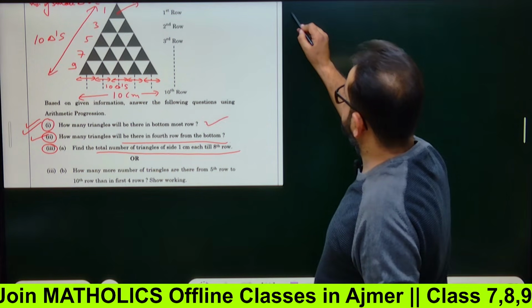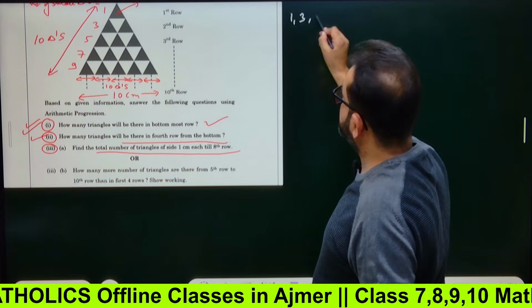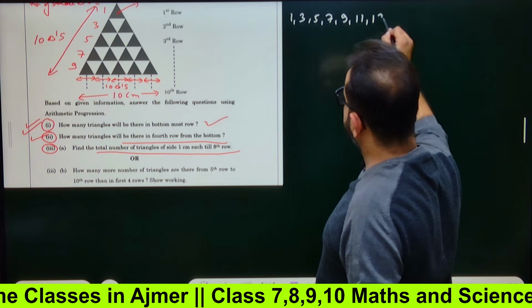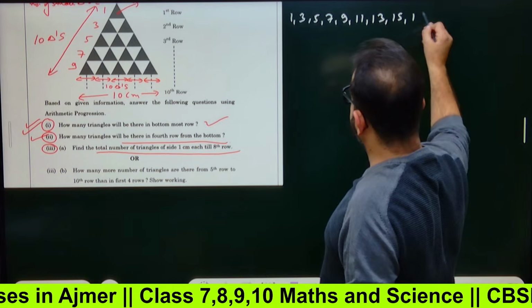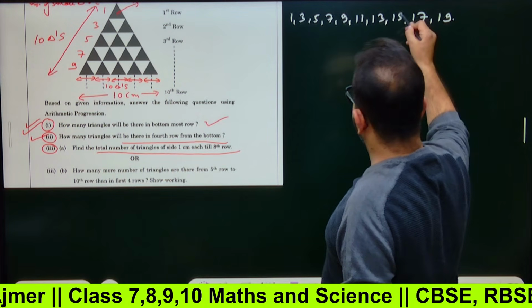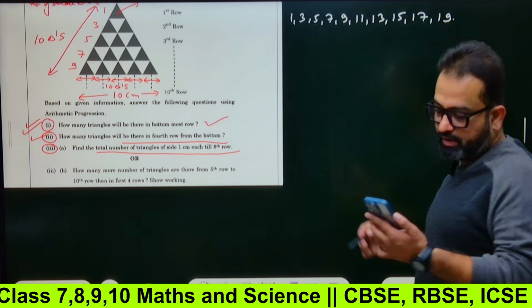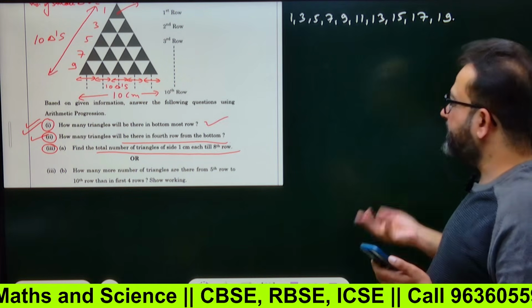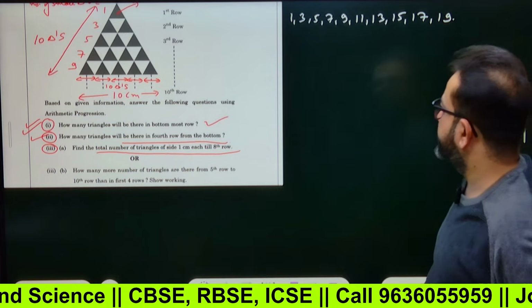So say this is first row 1, then 3, then 5, 7, 9, 11, 13, 15, 17 and 19. Okay, this is a very simple arithmetic progression. That's why I've written it like this. Now, keep on copying. It will be there for you always, right?